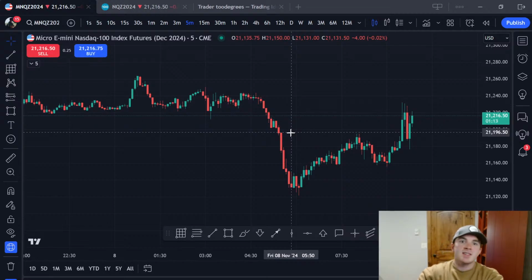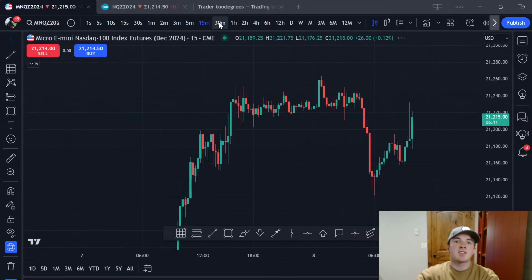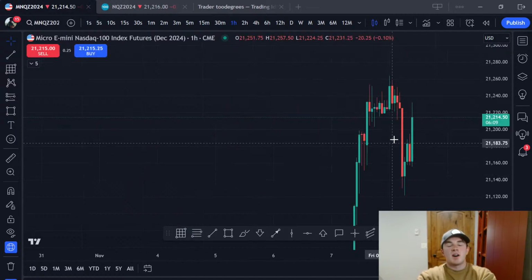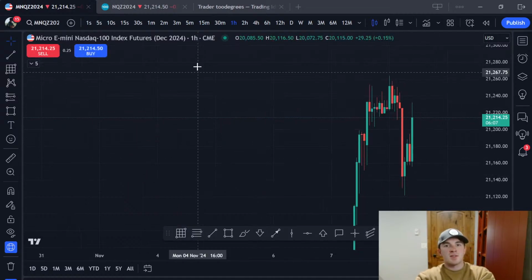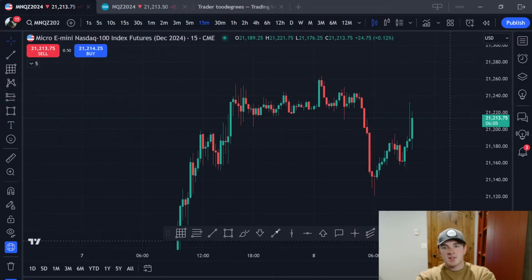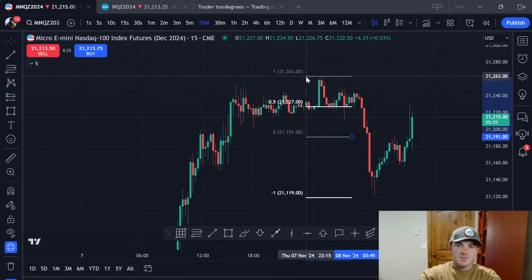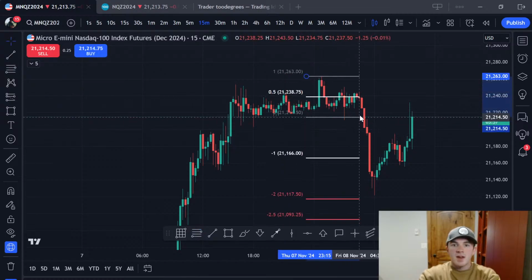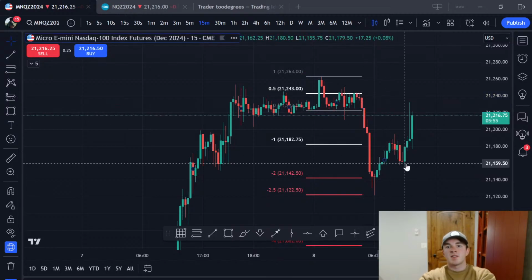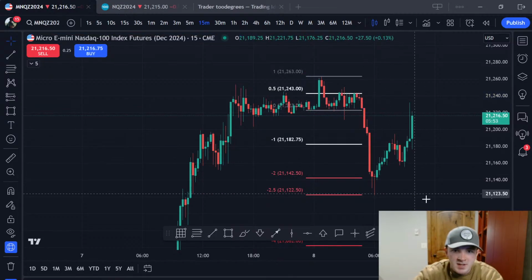I think my lesson I need to learn here is that just because we have a really good manipulation. So here's a good lesson that I learned from this. Just because we have a really good manipulation move, and then we go into the morning and price looks bearish, doesn't mean that we're going to keep going lower.